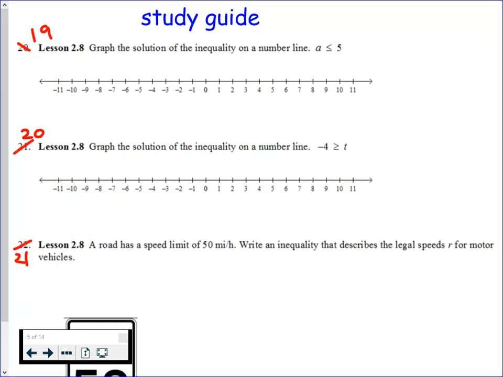Hey, seventh graders. I wanted to start today's lesson with some questions from the study guide. So if you could find your pink study guide, that would be really awesome. And pause the video if you need time to find it.